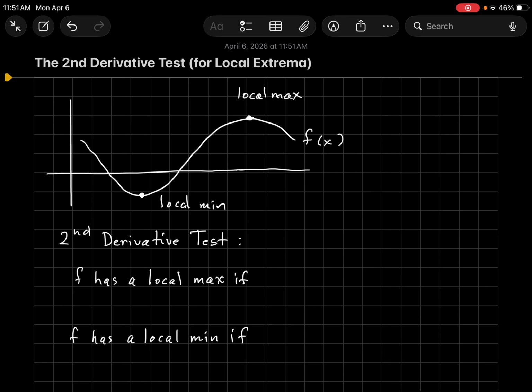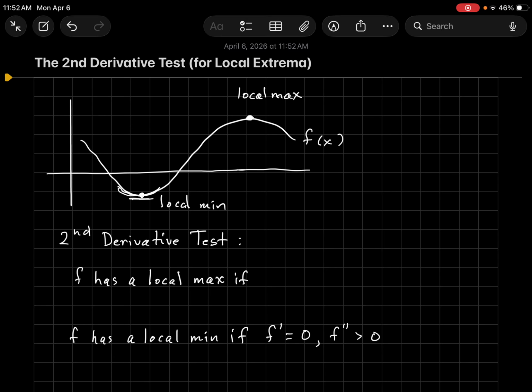What is true at the local minimum? Well, first of all, f is momentarily horizontal. So at the local minimum, we know that f prime equals 0. But we also see that f is concave up, which means f double prime is positive. So how do we know if we have a local min? Well, if f prime is 0 and f double prime is positive.